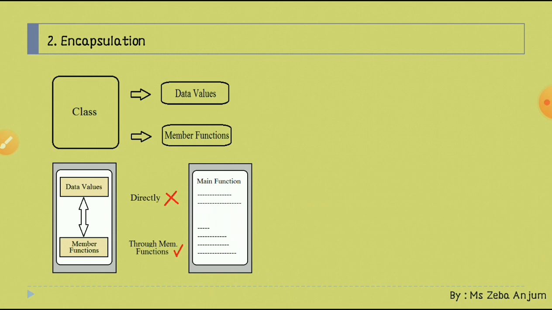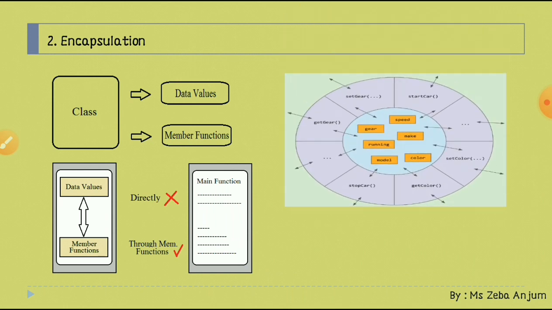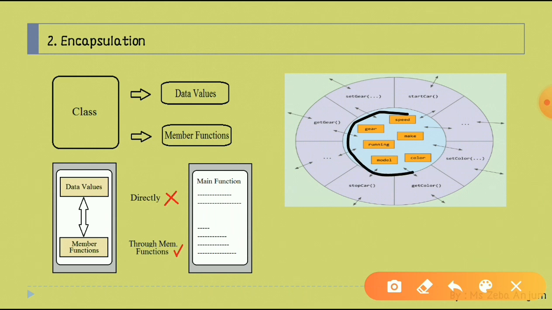Now going back to the example that we have seen in the abstraction portion, we have taken the example of a car. Now again see over here in this diagram, clearly we can see that in the middle portion we have some data values. Those are speed, make, color, model, etc. Again we have some member functions, like start car, set color, get color, etc.